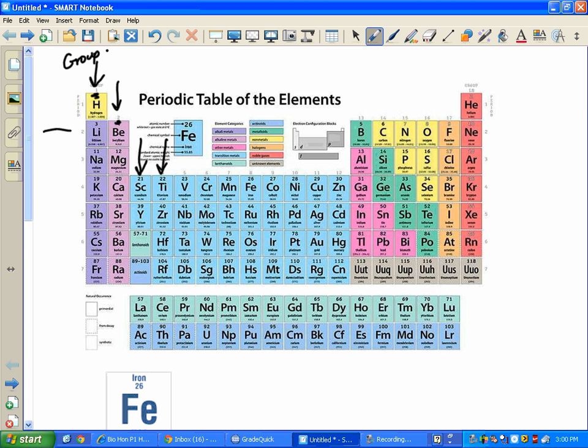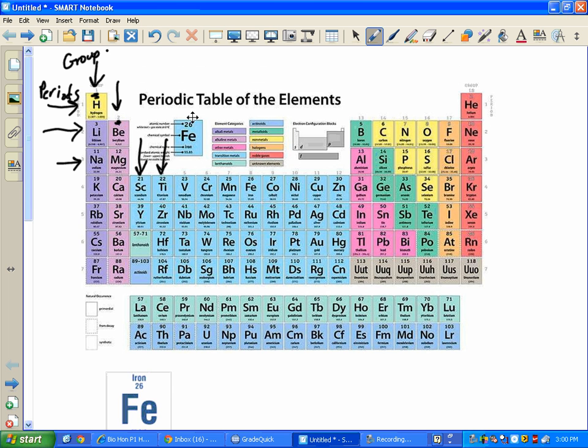When we go sideways, we can also organize them going sideways. Okay, and we'll get to what that is in a little bit. Going sideways, the groupings are called periods. Okay, so this is a period right here with hydrogen and helium. This right here is one period. The same with all these. Okay, so that's one thing you need to know. Groups go down, periods go sideways.